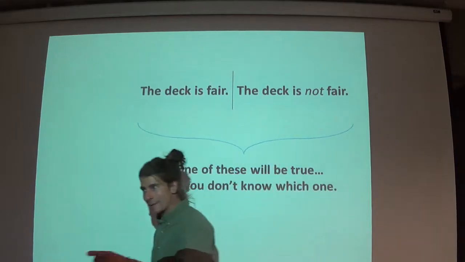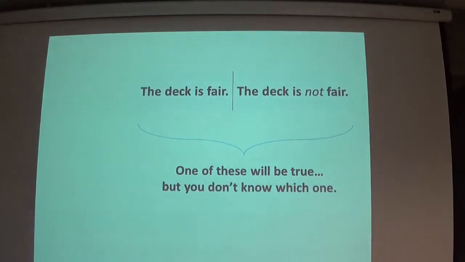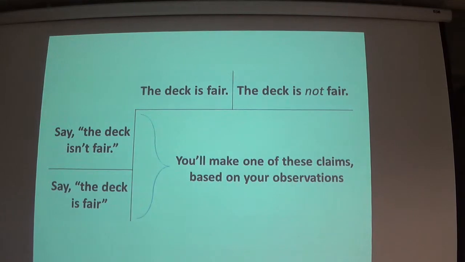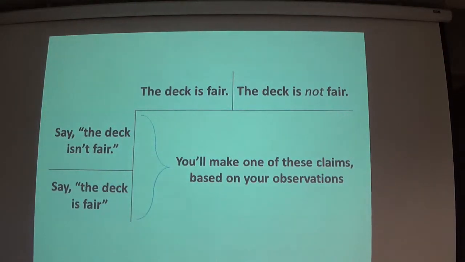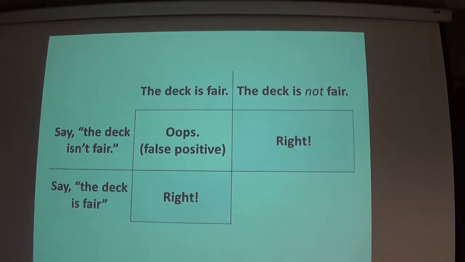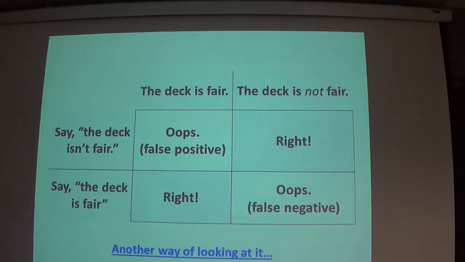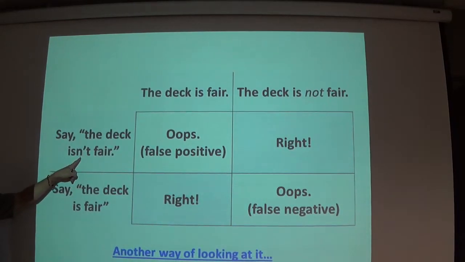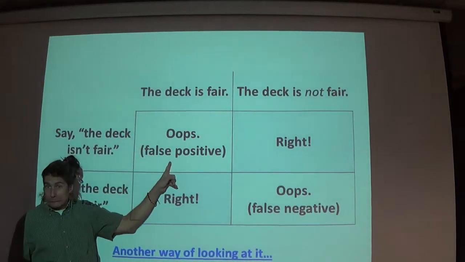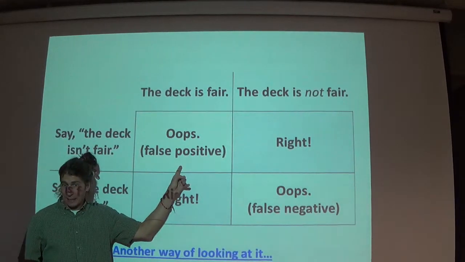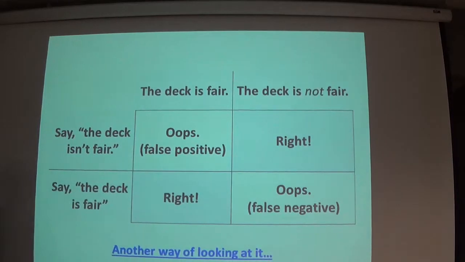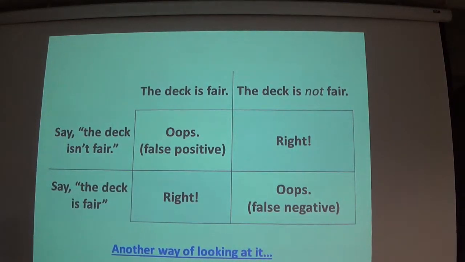All you know is you had data. Okay, so here are the claims you could make based on that. Either you say the deck isn't fair, or you say the deck is fair. And what we went through on that first day of class were the 4 possibilities of what could happen. Either you say the deck isn't fair, when in fact it is. That's a false positive, isn't it? Because when you say the deck isn't fair, that's a positive test result. You're saying, you know what? The deck actually is okay, but we got deviant data. So that's a problem right there.